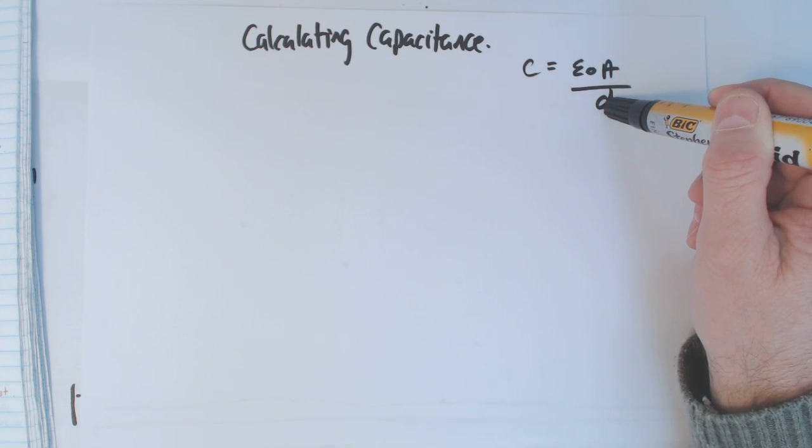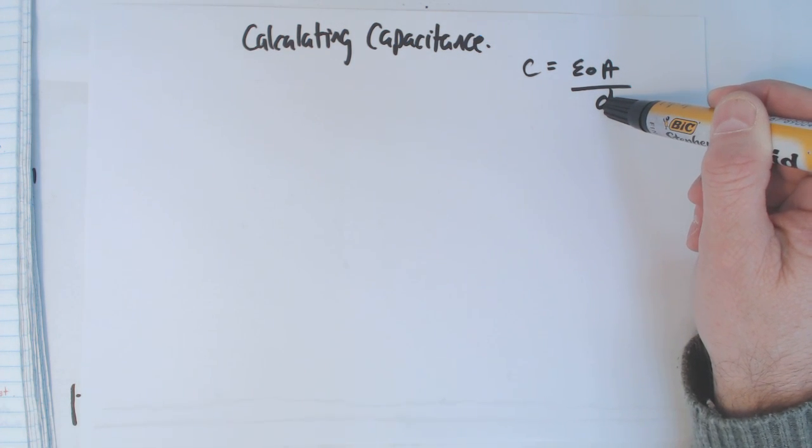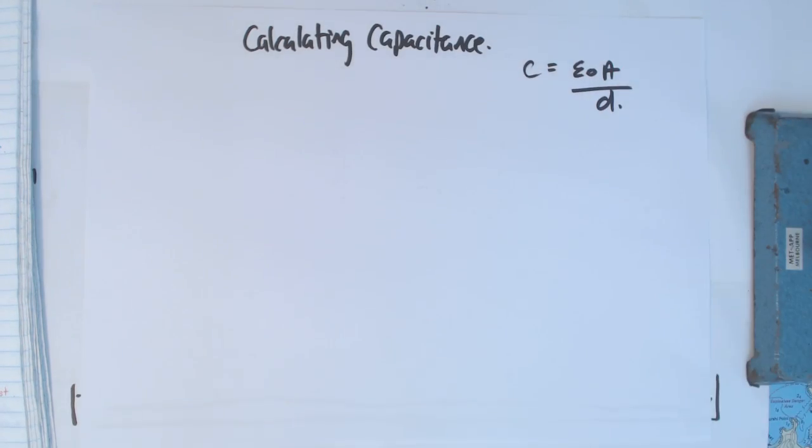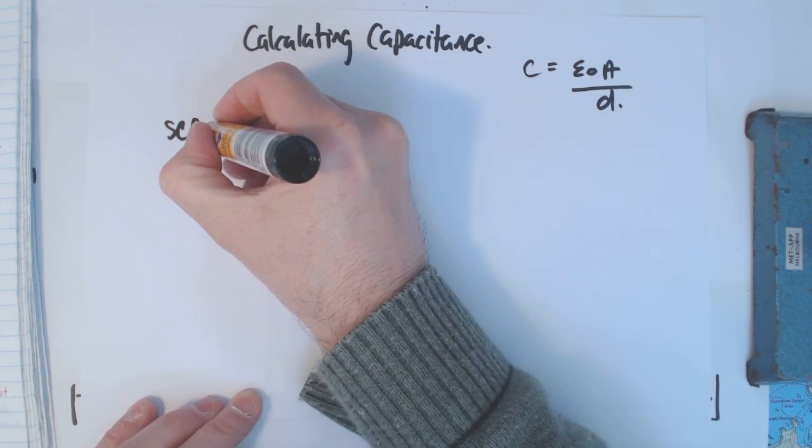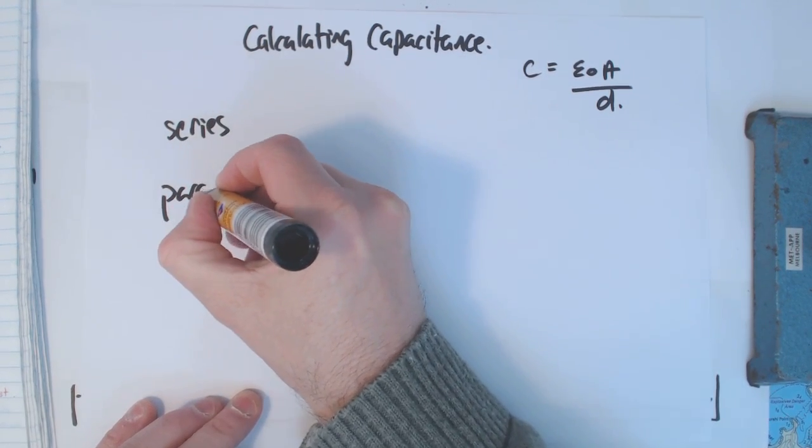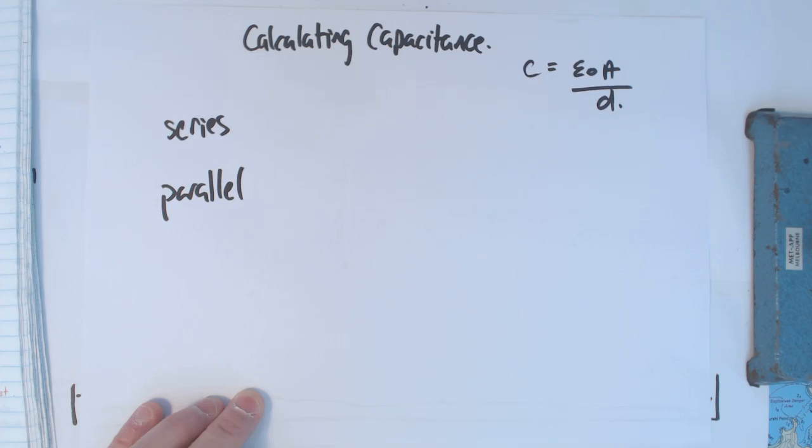Distances are often in millimeters. You only have to divide by 1,000 to convert to meters. All right, enough on that. Let's look at circuits. Now we've got a series rule and a parallel rule for how you add capacitances.